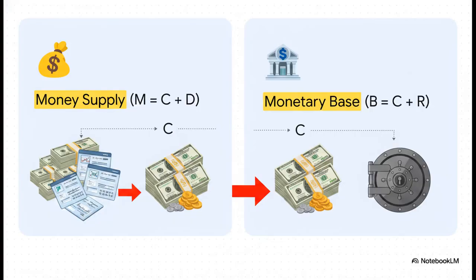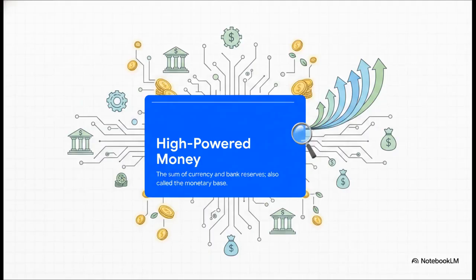There is a critical difference between the broader money supply and the underlying monetary base. As you can see, both of these include the physical currency circulating in the hands of the public. But while the overall money supply includes all those digital demand deposits created by banks, the monetary base is strictly limited to the actual physical reserves held inside the bank's vaults. This monetary base, so currency plus bank reserves, is entirely controlled by the central bank. And economists have a great name for it. They call it high-powered money.